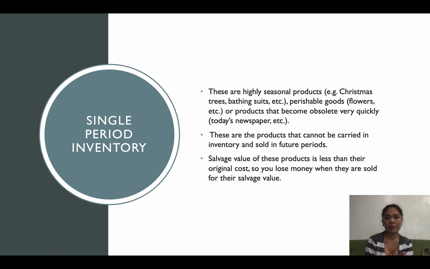In these situations, a buyer places a single pre-season order for each item. Then, at the end of the season, either the product has sold out or there is a clearance sale on the surplus stock. One of the characteristics of the single period inventory is that the salvage value of these products is less than their original cost. So, you lose money when they are sold for their salvage value.